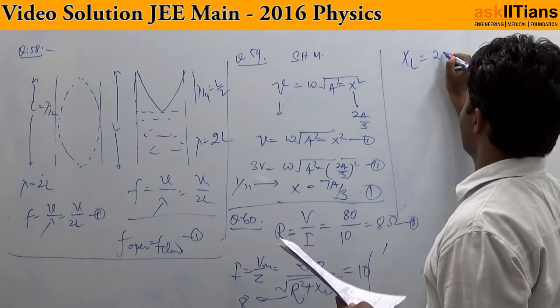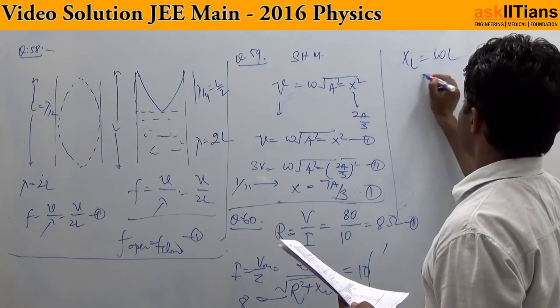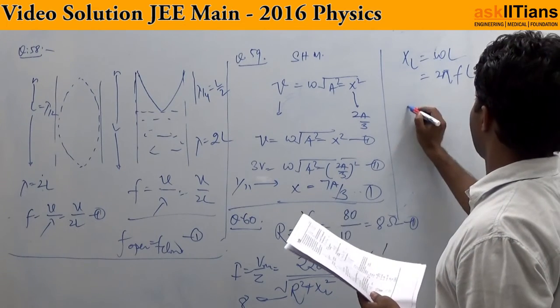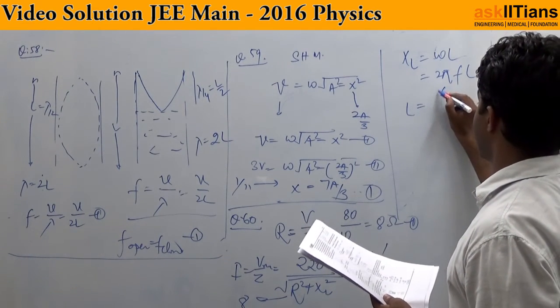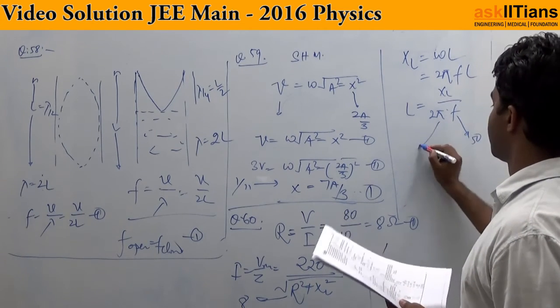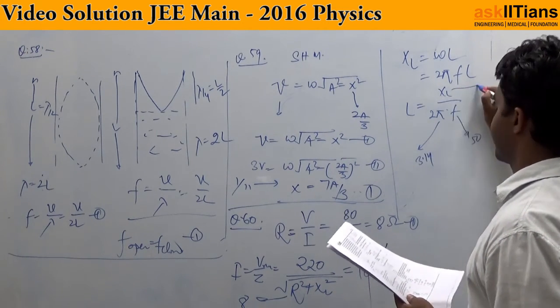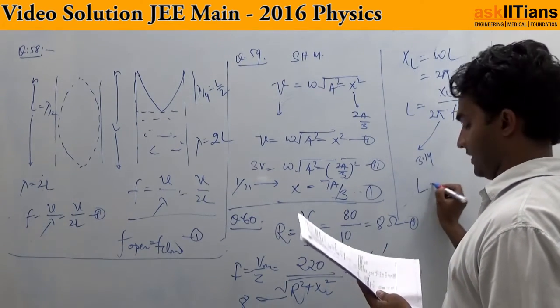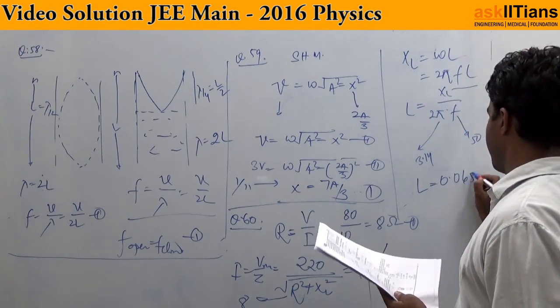XL is equal to omega L, that is 2 pi into frequency into L. So L is equal to XL upon 2 pi into frequency. Frequency is 50, pi is 3.14, and XL we can calculate from the previous part. So we will get L equal to 0.065 Henry.